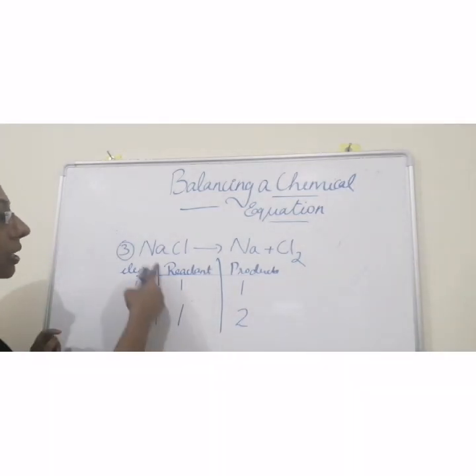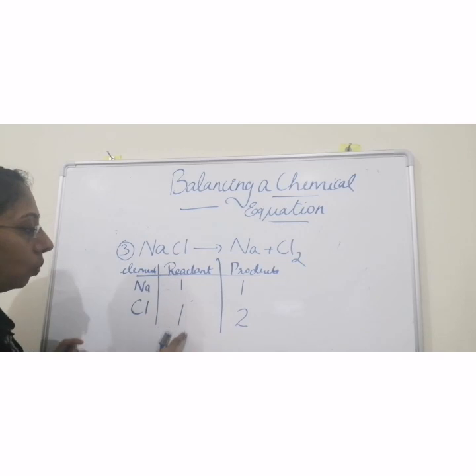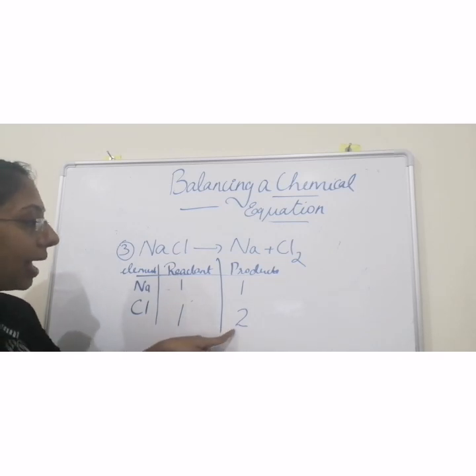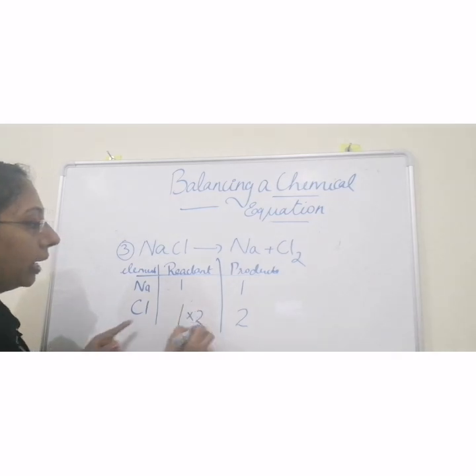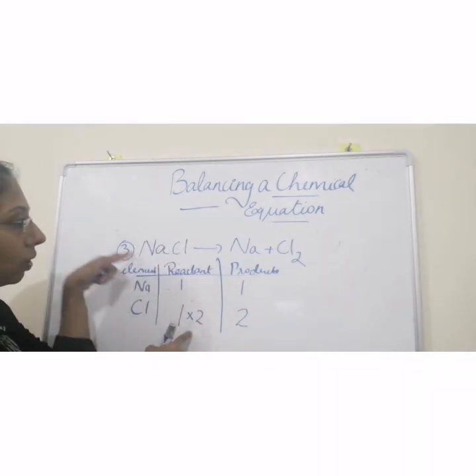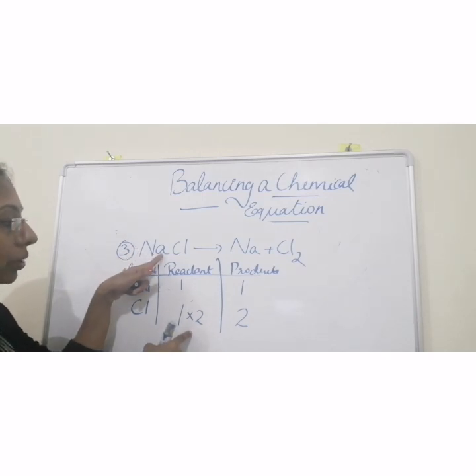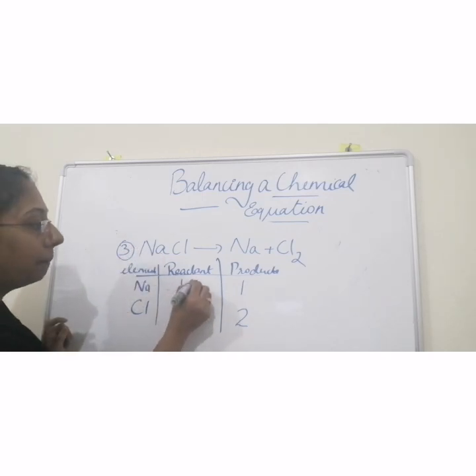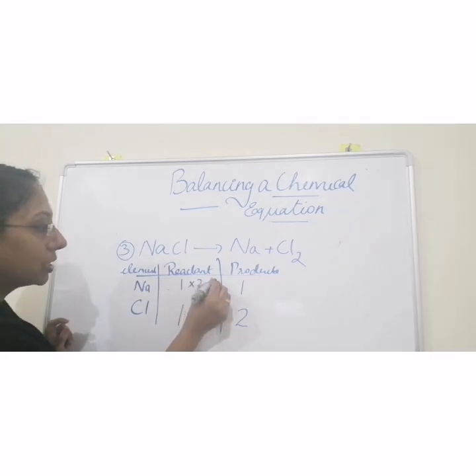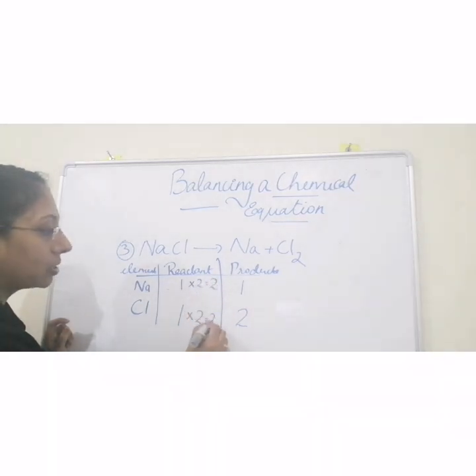Simple equation. Sodium is there 1. What we have to do with the chlorine? I have to make this 2 just by multiplying here 2. Again the thing is that sodium chloride is a compound. If I put here 2, then it is common for sodium also. So I have to multiply here also. So sodium is 2 and the chlorine is 2.